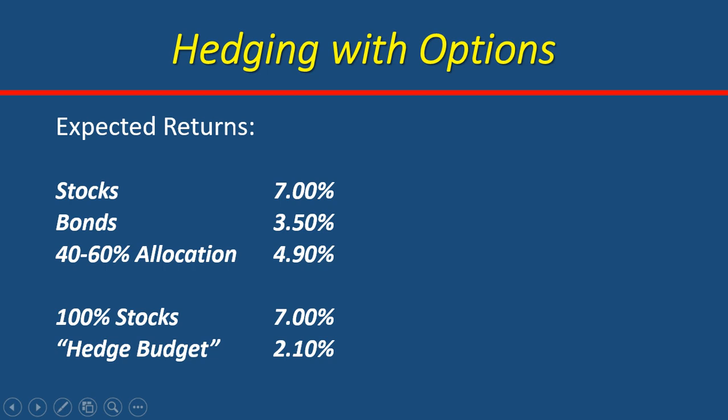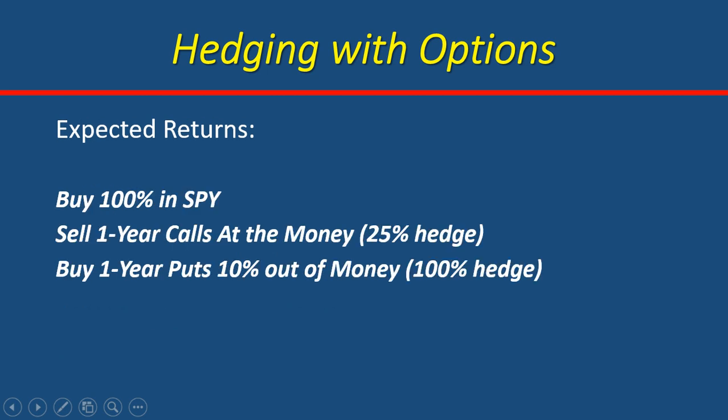They can spend 2.1% to protect their risk, and they'll still come out with the same expected return as with this 40-60. So is it possible to spend 2.1% of your expected return to hedge this portfolio such that you have the same expected return, but you could reduce your risk dramatically? So what could you do?